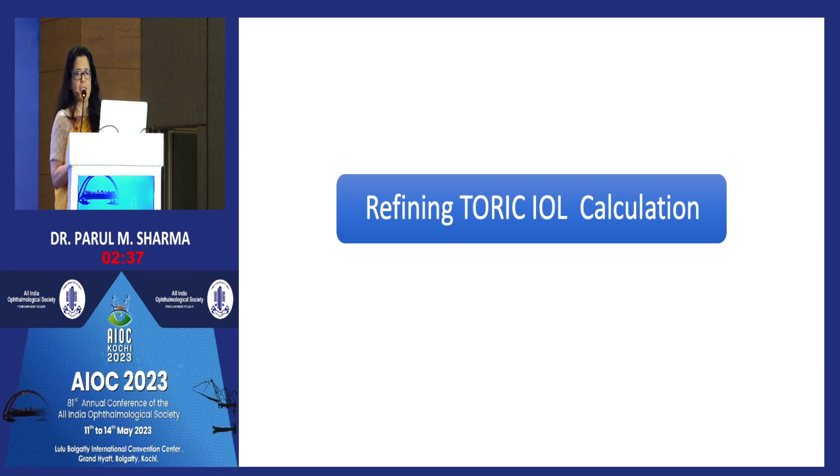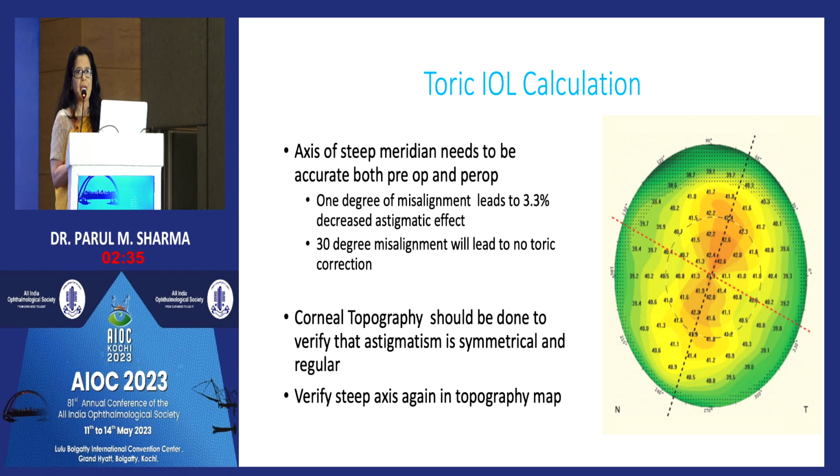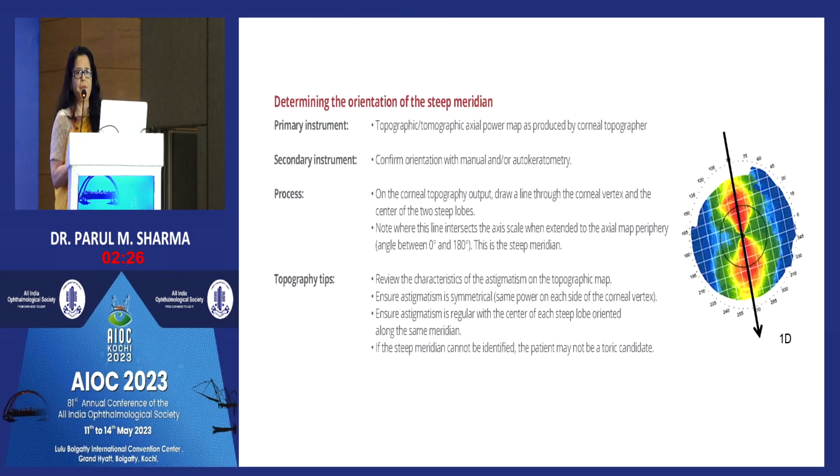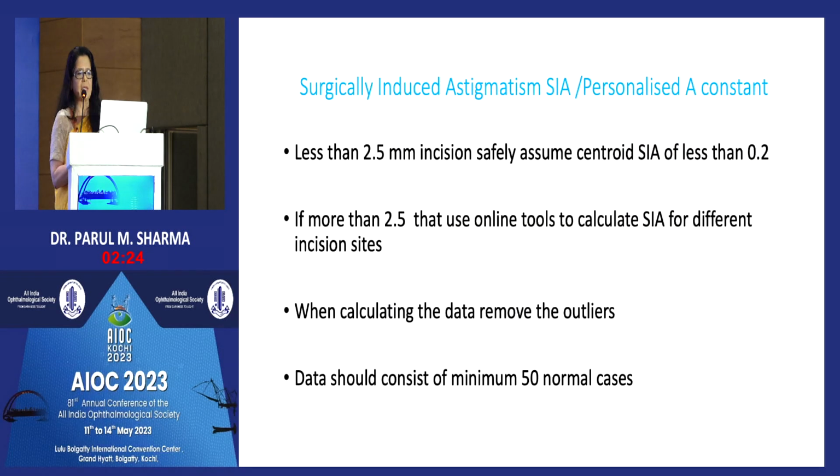Now, small things which you need to see pre-op. In your toric IOL calculation, the main thing is the steep axis. So whichever axis you're using, take an average of two instruments at least, and topography or tomography is the best one to assess your steep axis. So that is where your focus should be.